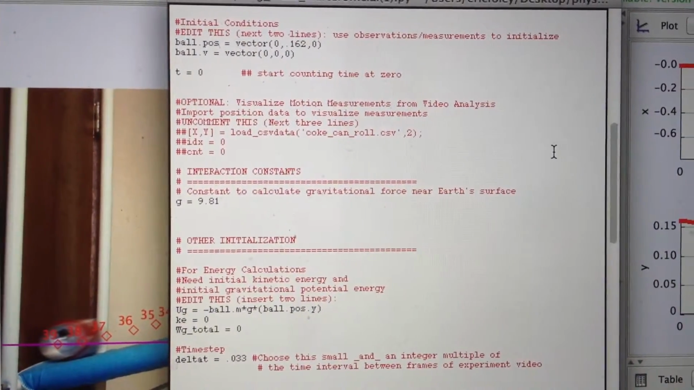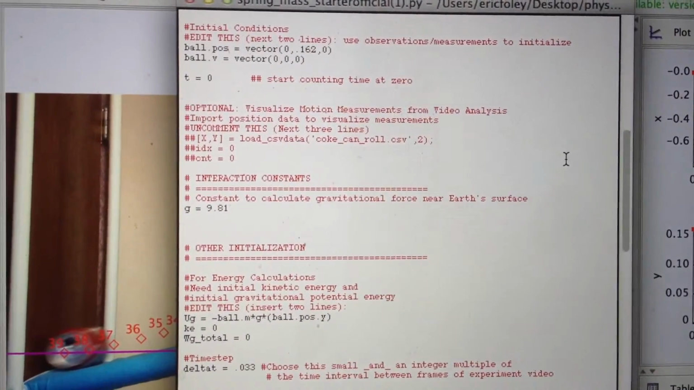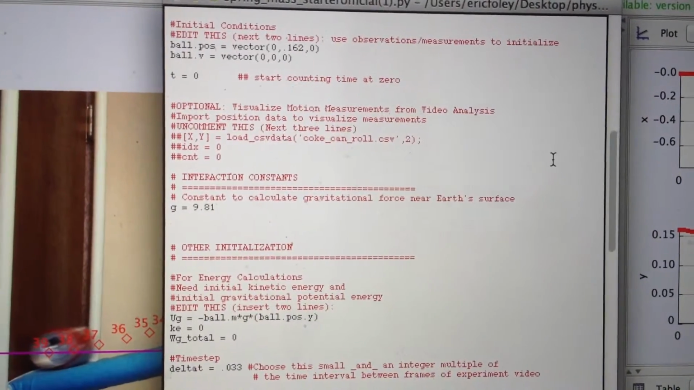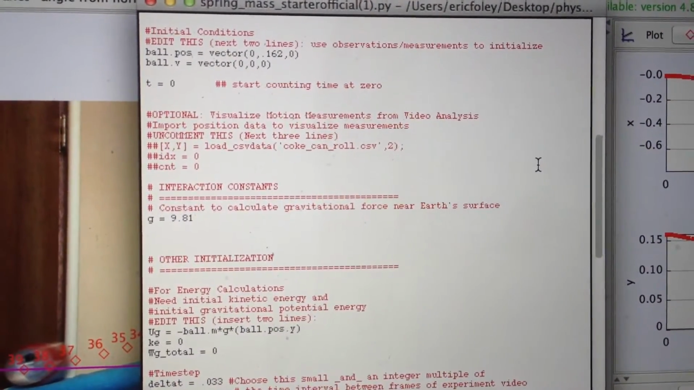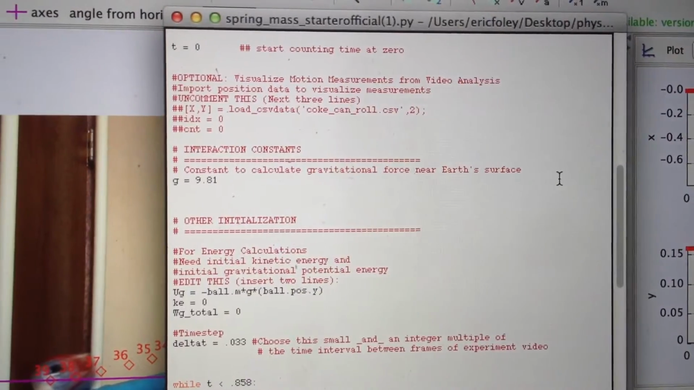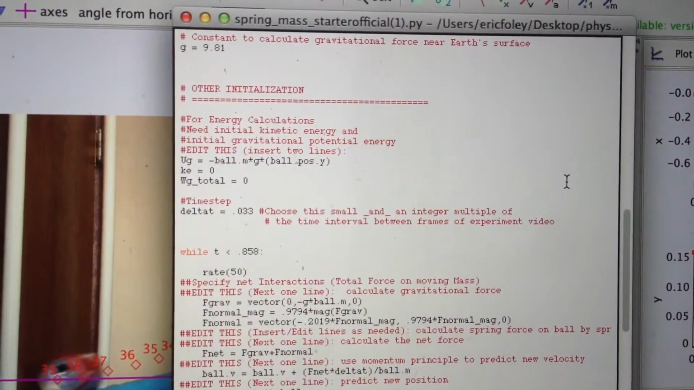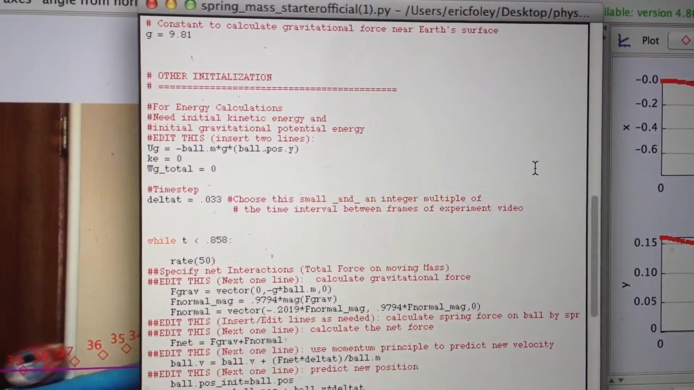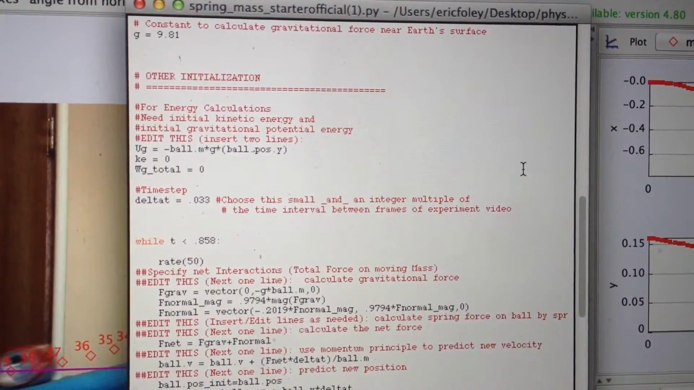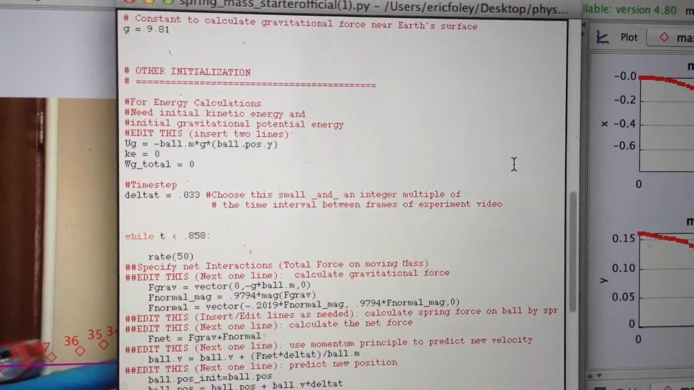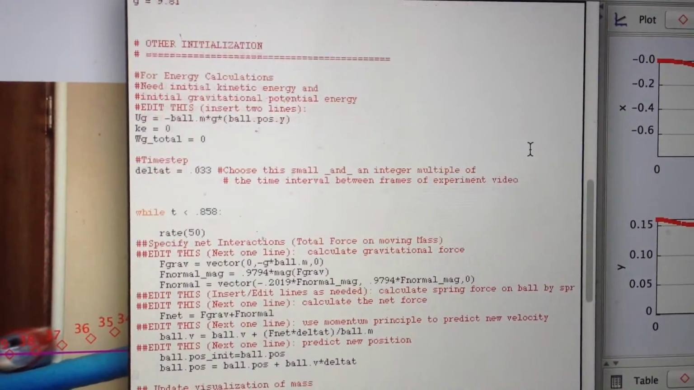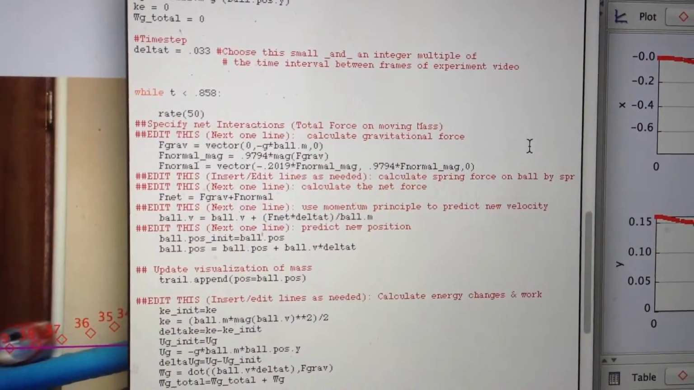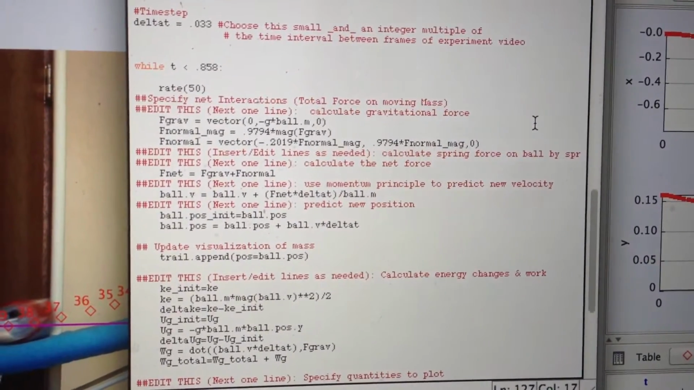So here's my code. At the top you can see that the starting position is 0.1620, the same as where it started in Tracker, and I have my g value, and I have the initialization of the gravitational potential energy, which is the mass of the ball times g times ball dot position in the y direction, which comes out to just be height. The amount of time that my Tracker video was is 0.858 seconds, so my while loop goes for that long.